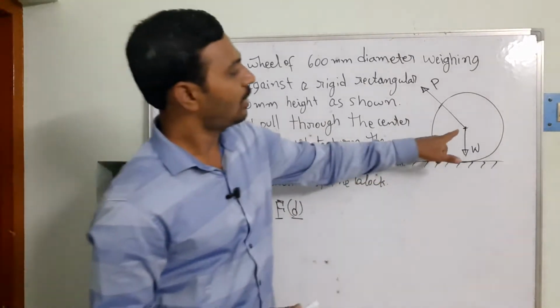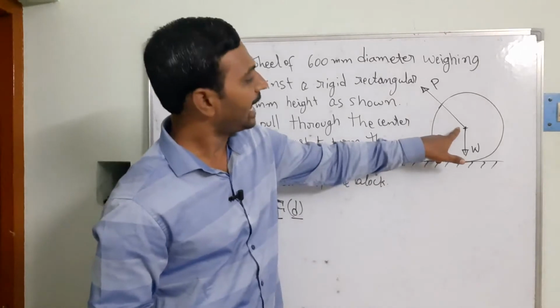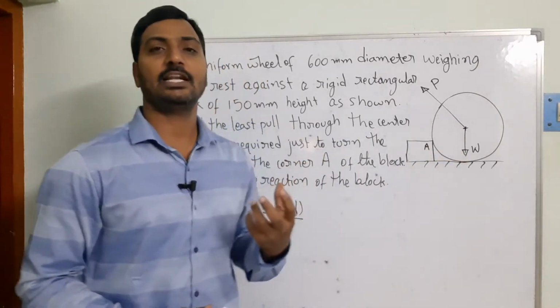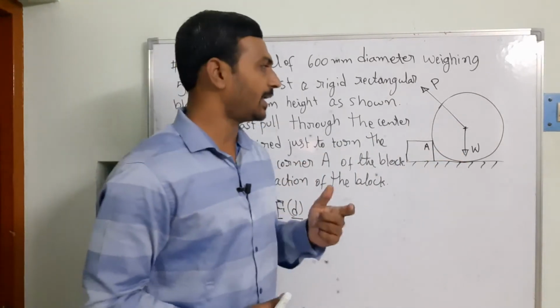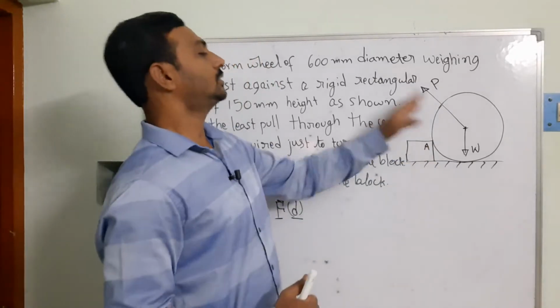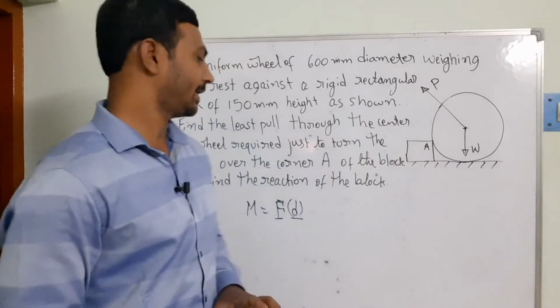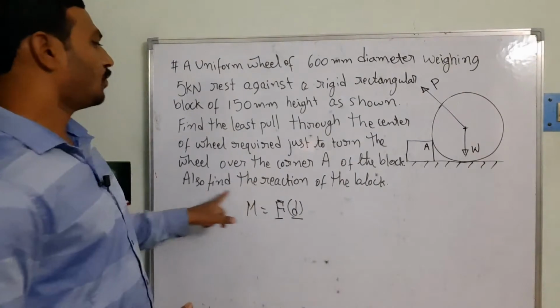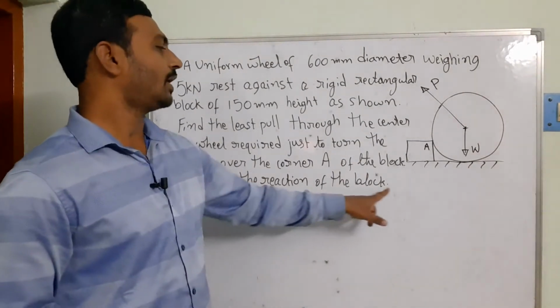There we can see we are applying the force P, the least, that is the minimum amount of force we are applying, so that it will try to turn over the block at A. Also find the reaction of the block.